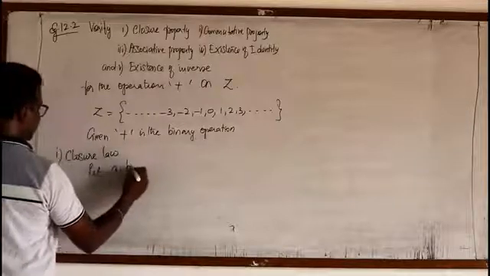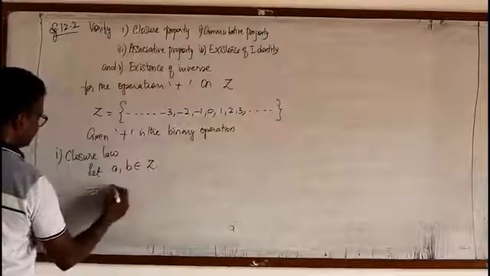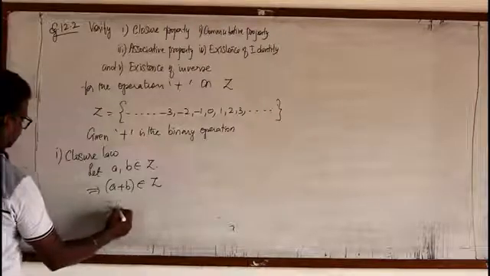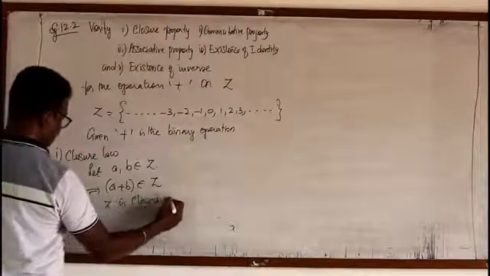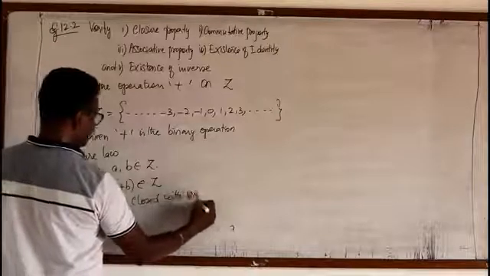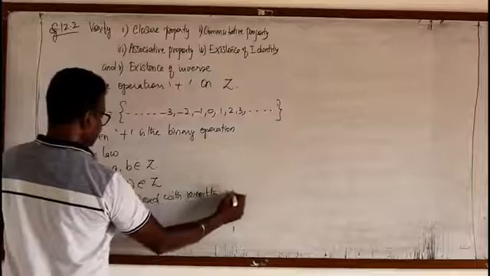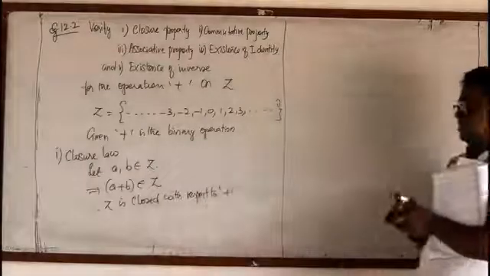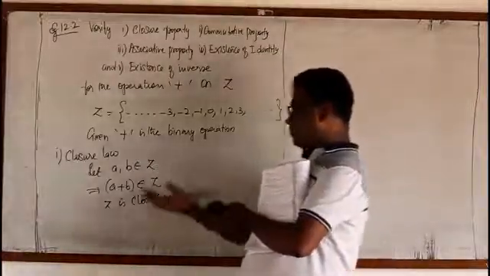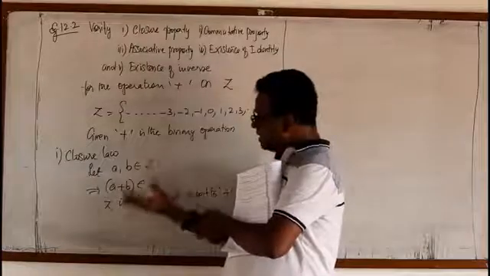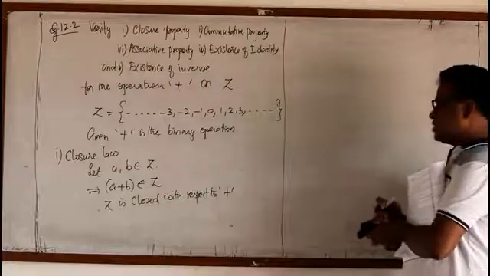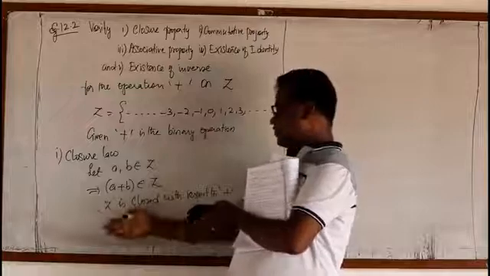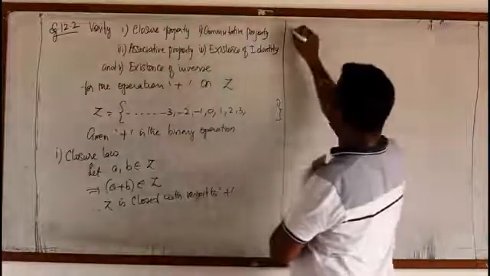Let A, B belongs to Z, then this implies A plus B is also belonging to Z. Therefore, Z is closed with respect to addition plus. So we can say it is closed because plus can operate two numbers and the operation will result in a number. That result will be another integer. Therefore, Z is closed. You understand? When I add two numbers, the resultant is also an integer. Therefore, Z is closed with respect to addition. This is called closure law.